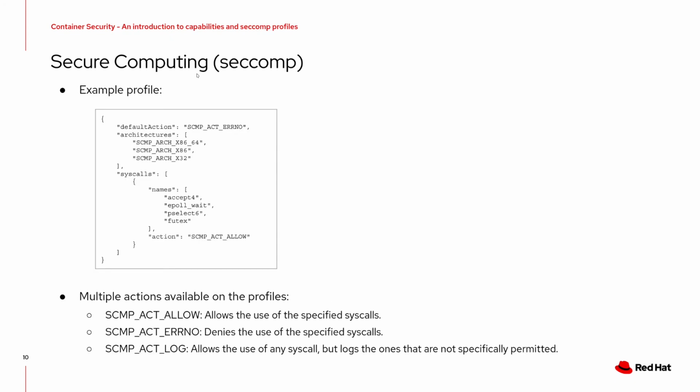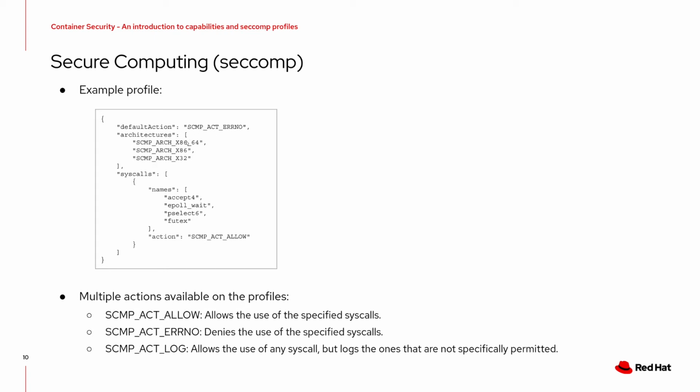Okay, and now we have an example of a Seccomp profile, so we can see how it looks. The first thing that we see is the default action. The default action will be the action that will be applied to syscalls that are not defined inside our profile. In this case, we are setting this to error, which means that syscalls that are not allowed in our profile will be denied.